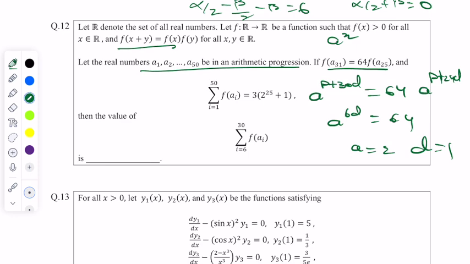I think guys, that's it. It solved the question, because this will be a GP, that's it.